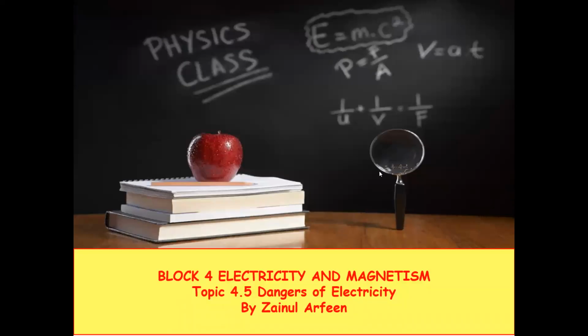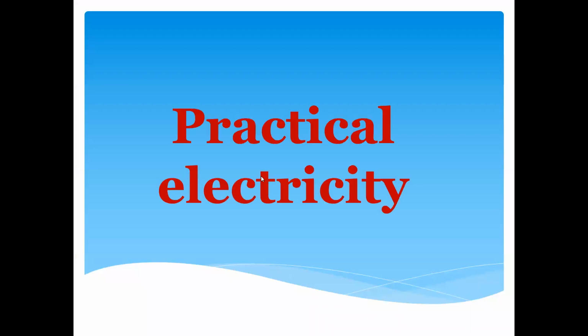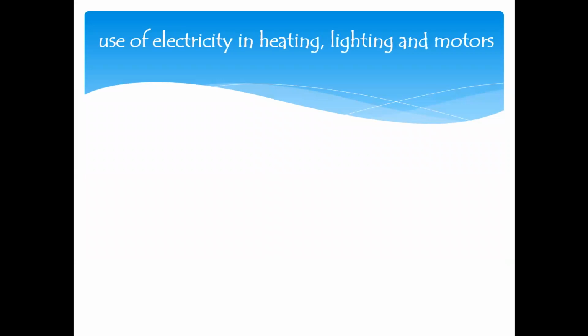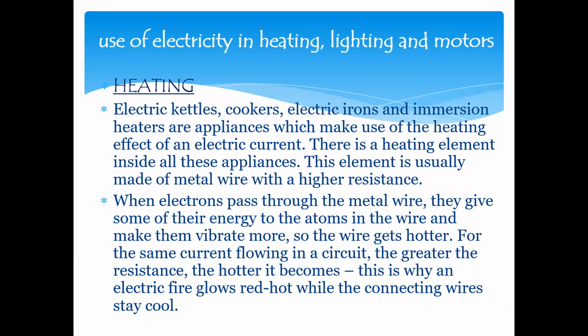So electricity and magnetism, block 4, and the dangers of electricity when we are using the electricity. In some cases it might be dangerous to use electricity. So, practical electricity. The uses of electricity: we use electricity for heating, like electrical heaters we use in our home during winter. Same thing, electric kettles are used to boil the water.